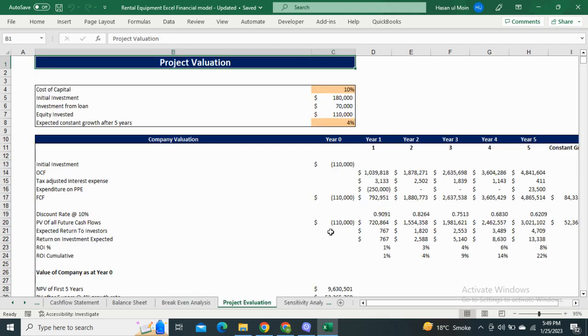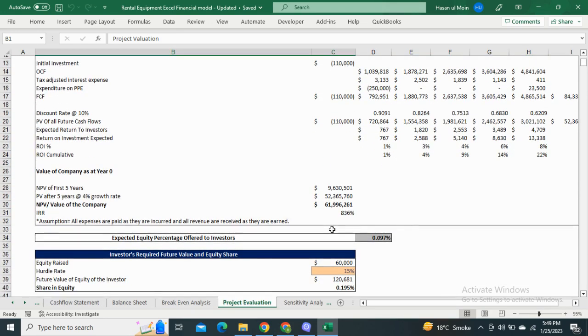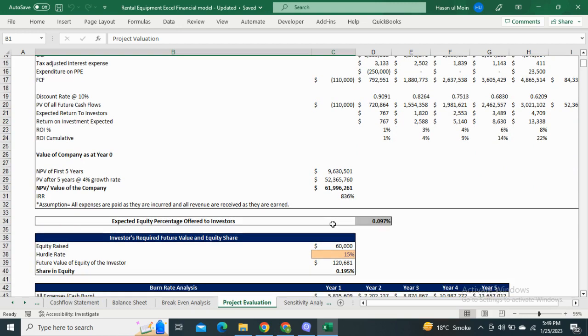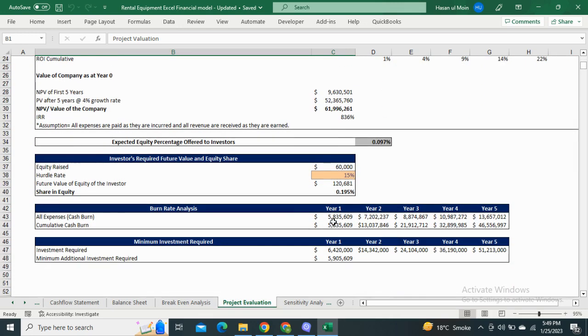Next, we have the project evaluation, which shows the valuation of your company at year zero. It includes the net present value of the company and the internal rate of return. It also shows the burn rate analysis and the minimum investment required.